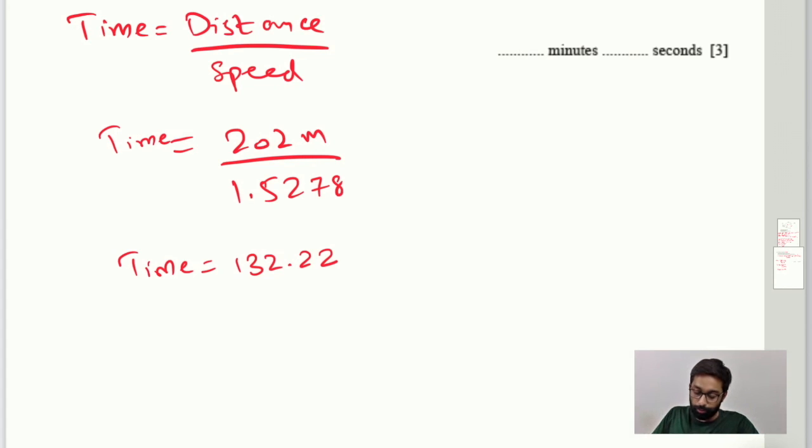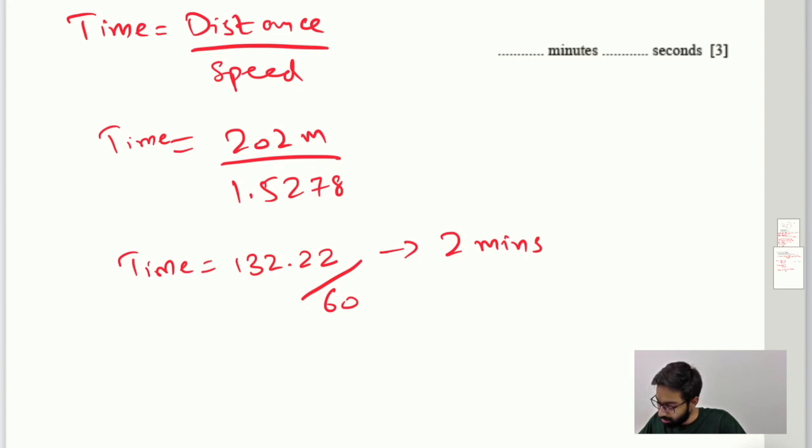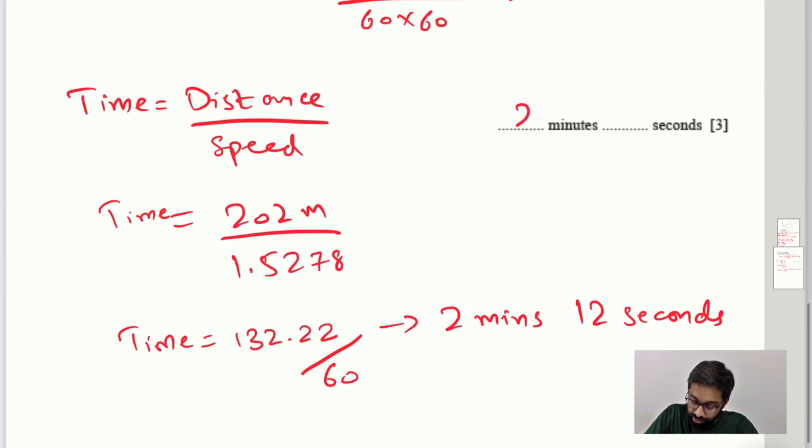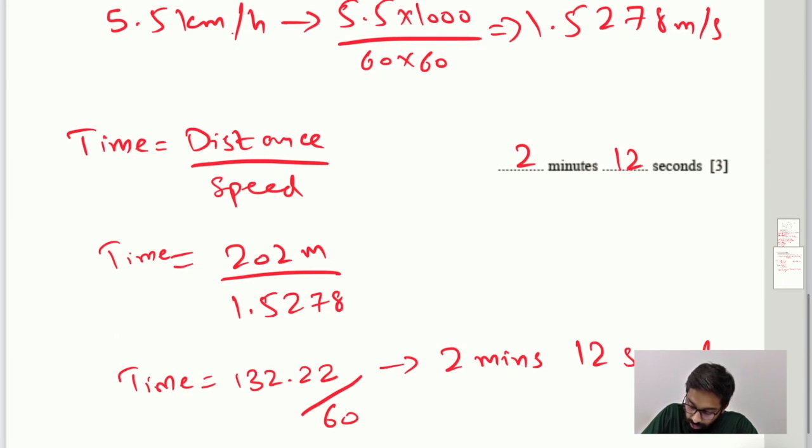132.22. Now, since we have to convert this into minutes and seconds, you divide this by 60, you end up with 2.2. So it's 2 minutes, and 0.2 times 60 gives us 12 seconds. So this is your answer. 2 minutes, 12 seconds.